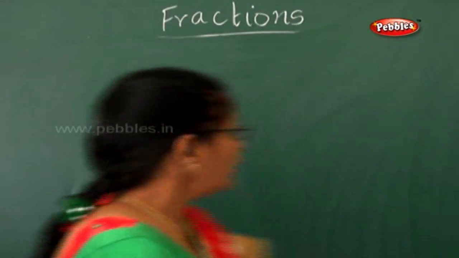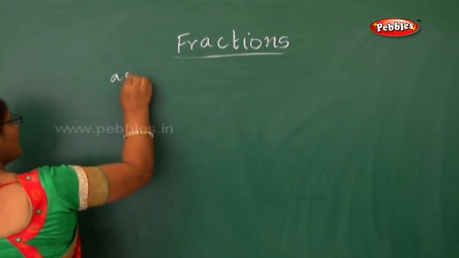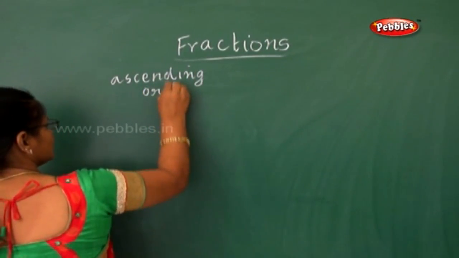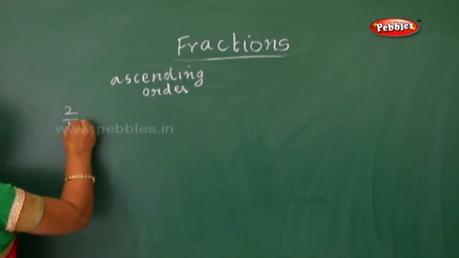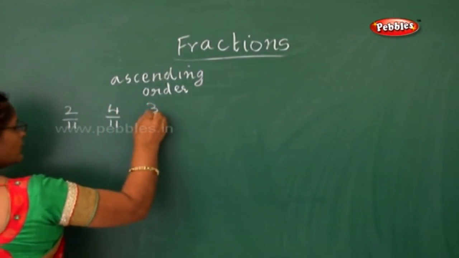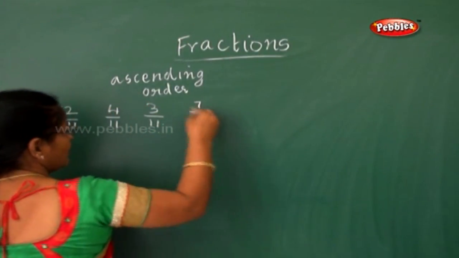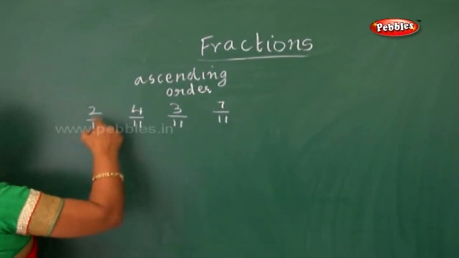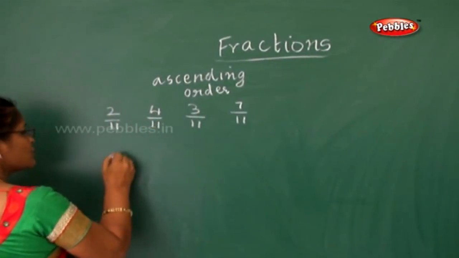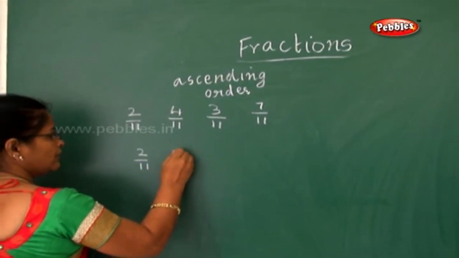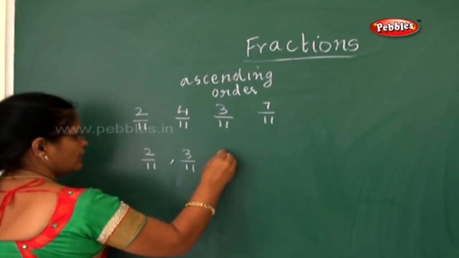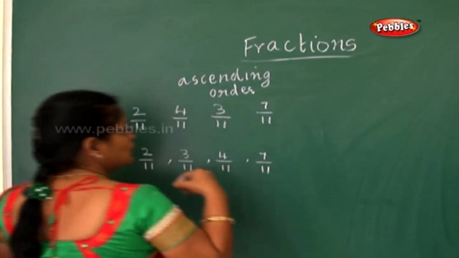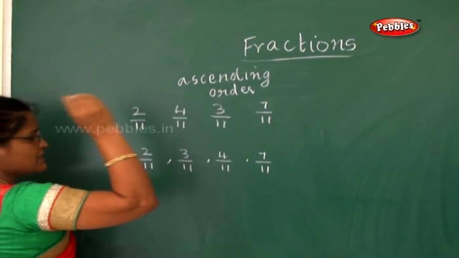See the next one, arranging the fractions into ascending order. 2 by 11, 4 by 11, 3 by 11, 7 by 11. Now how will you write it in ascending order? See, the denominators are the same here, only the numerators are different. So you write 2 by 11, 3 by 11, 4 by 11, next is 7 by 11. So this is how you write the fractions into ascending order.